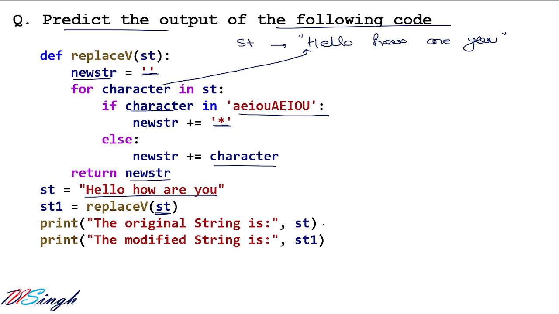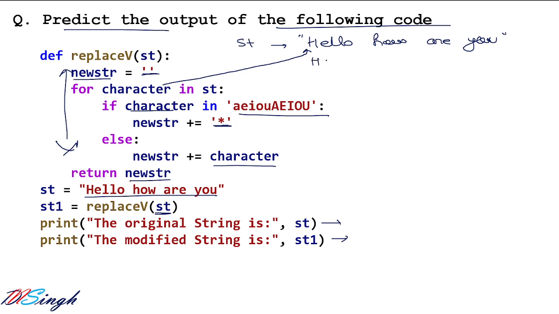So there are two print statements, which means we will get two outputs. In the original one we will get the same string, but in the new string, which came from the return value after executing this whole function, wherever you find a character which belongs to these vowels, capital or small, a e i o u, that will be replaced by a star. So check it out.